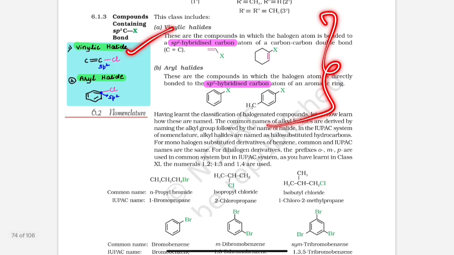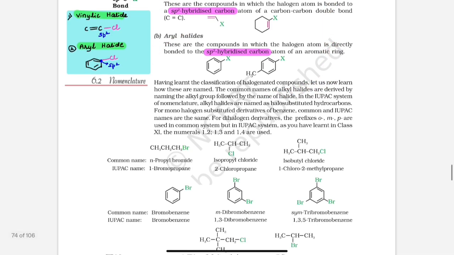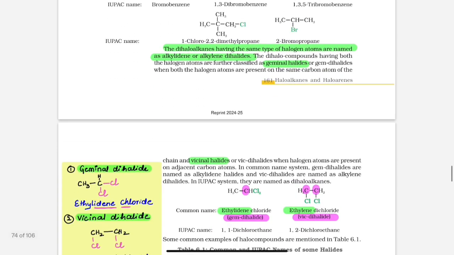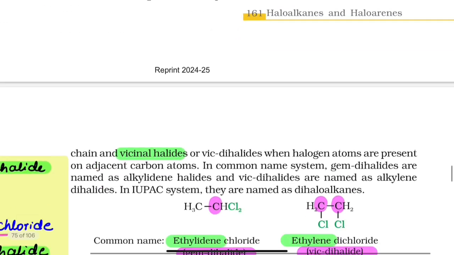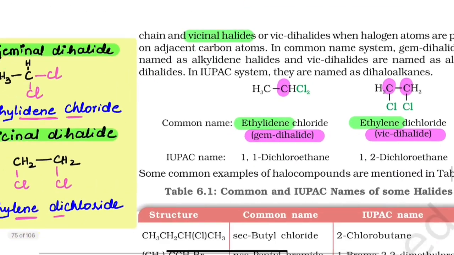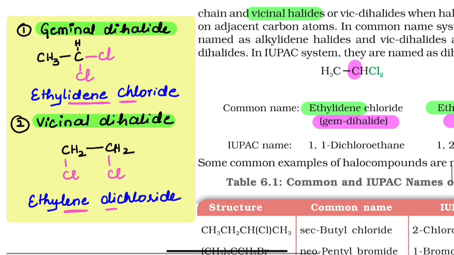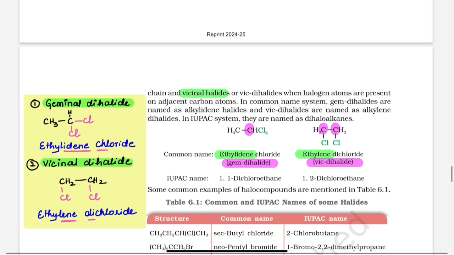So here it is given about vinylic and aryl halide. And next they have given about two types of halide, which are geminal halide and vicinal halide. So what is that? See, geminal dihalide means the same type of halogen is connected to one carbon. So this is called geminal dihalide. Vicinal dihalide is when the same type of halogen is connected to different carbon atoms. So see here what is given.